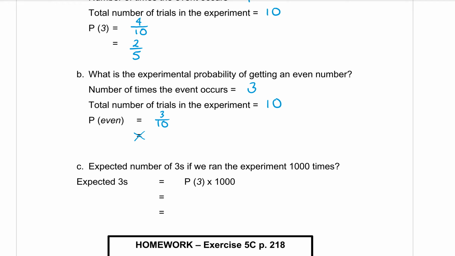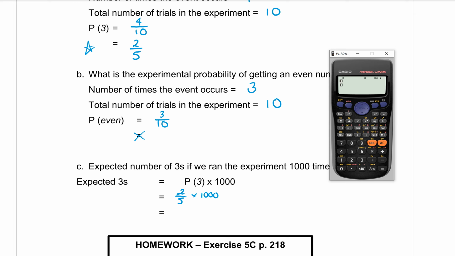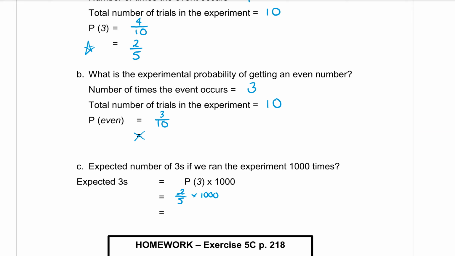So if I was going to spin that spinner 1,000 times, how many times would I expect to get a 3? Well, the probability of getting a 3, we worked that out up here. It was 2/5. So the probability of a 3 is 2/5. And I times that by 1,000. So we're using our calculators now to help us with some of these calculations. We use the fraction button and we go 2 over 5, and before we go times we need to press the cross arrows, then I can do the times 1,000 equals. So that's 400 times we would expect to get a 3.